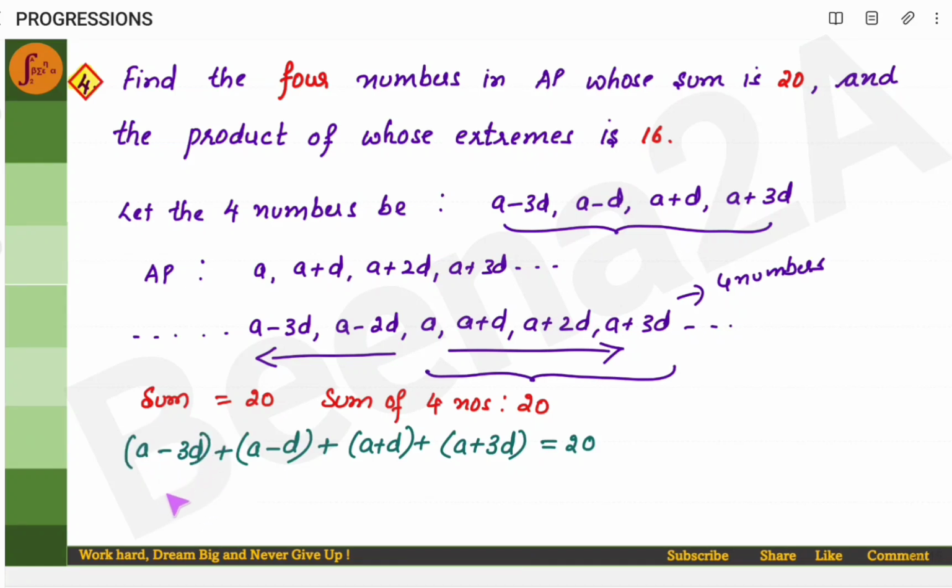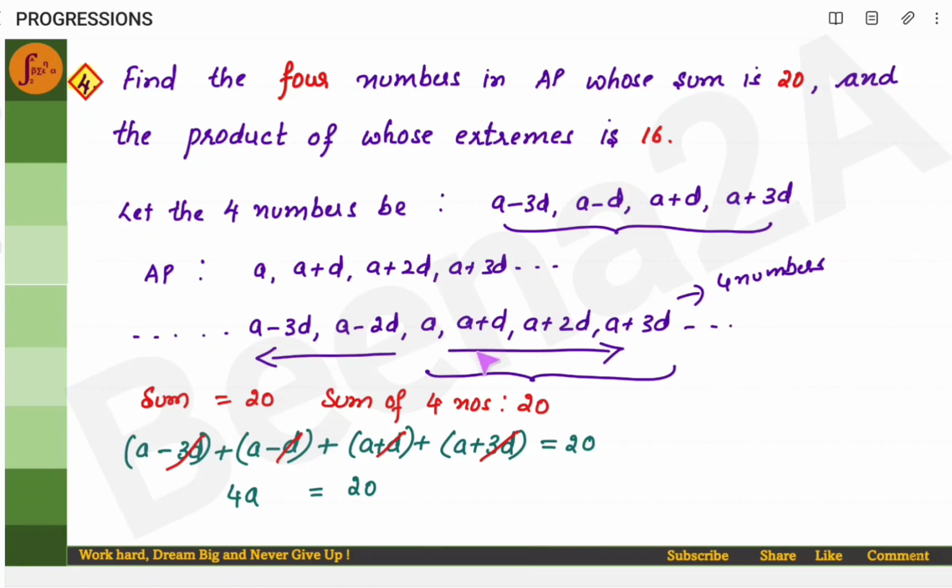So now let's add a plus a plus a plus a. So it's going to be 4a. Now if you notice, minus d and plus d will get cancelled. Minus 3d and plus 3d will get cancelled. Now all the d's have got cancelled, right? So we are left with 4a is equal to 20 because all the d's have got cancelled. This is the reason we took these 4 numbers, right?